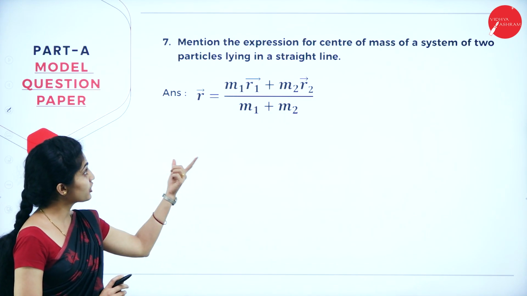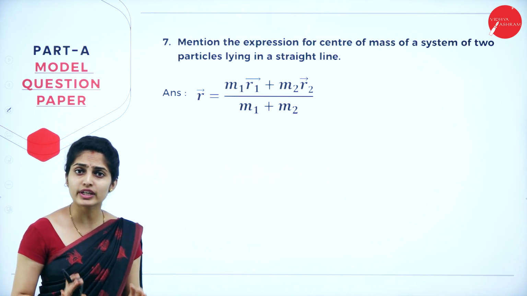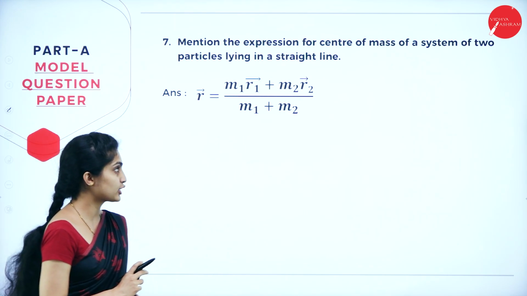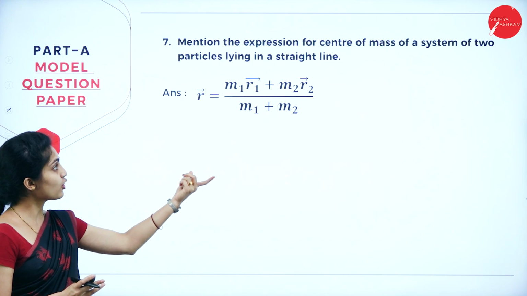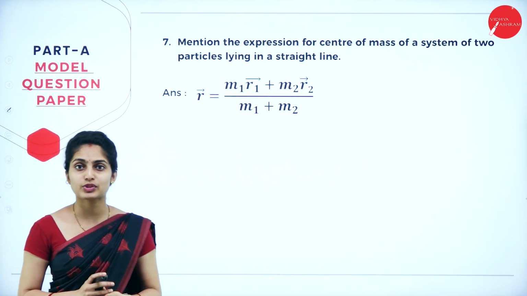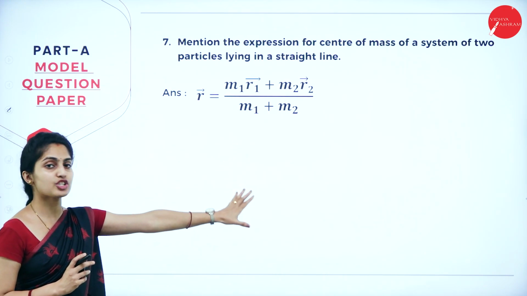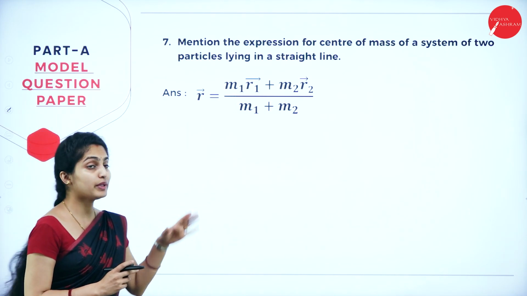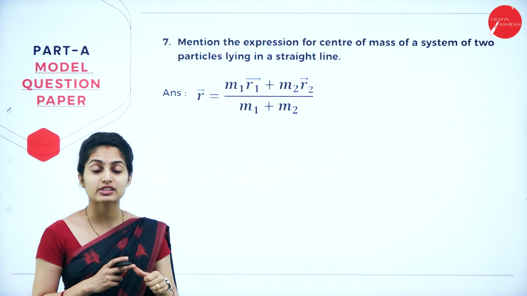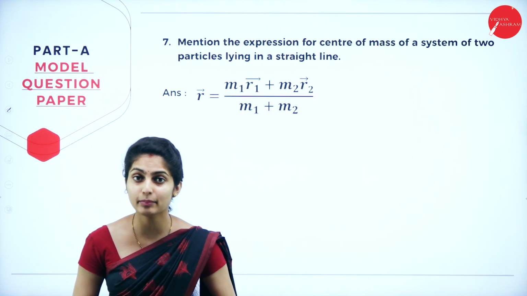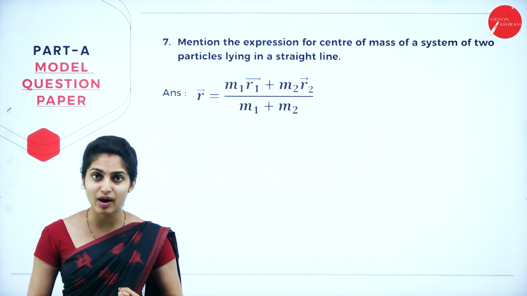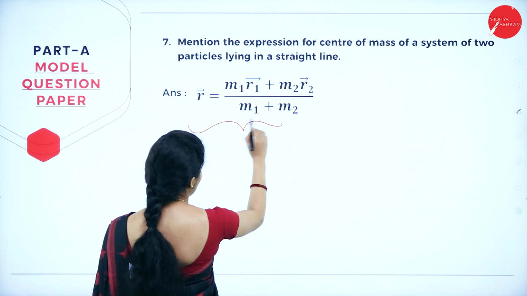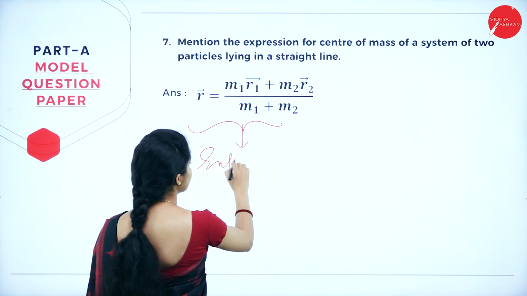Okay, so mention the expression. They have asked only to mention the expression. Do that. Okay, mention the expression of what? Center of mass of a system of particles which is lying in a straight line. So just mention it and leave it as it is, wherein to be on the safer side, you will have to write what is meant by R, what is meant by M. So it will be radius, it will be mass, like that you will have to define the terms. In this you will have to explain each term.